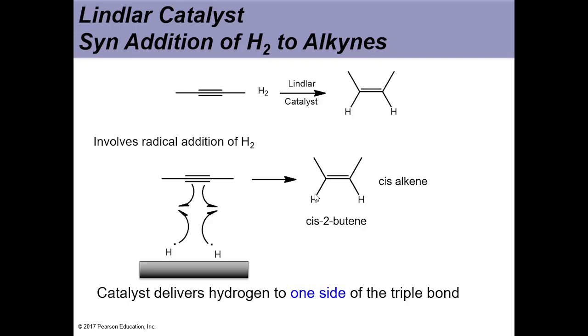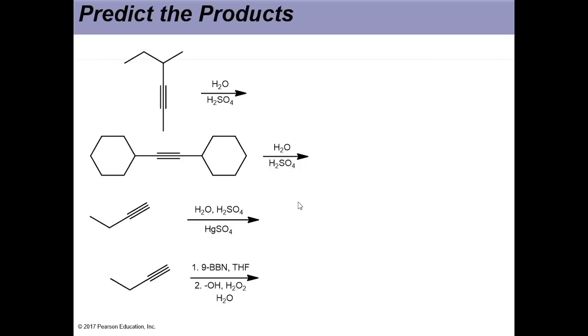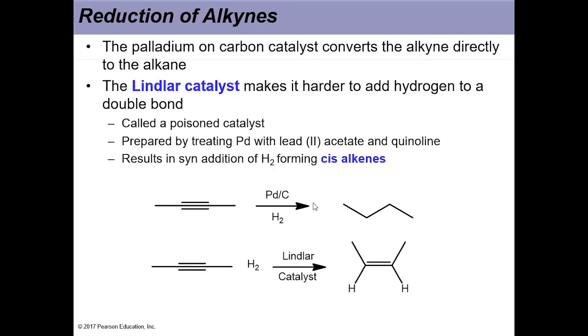So those are the 2 catalysts we just talked about. Palladium carbon, that's one. It goes all the way to a single bond. Lindlar's catalyst gives you a cis alkene product. Depending on what product you want, you can choose different catalysts here.